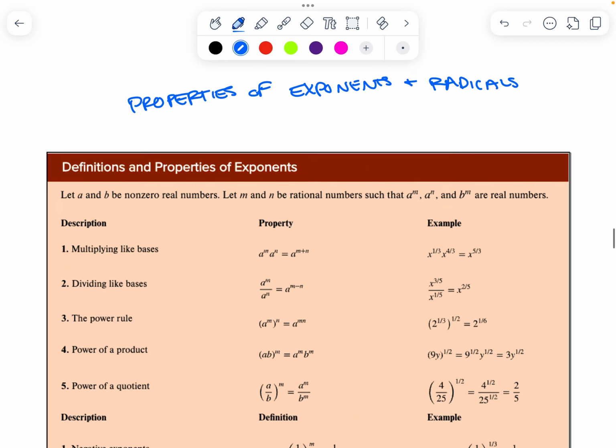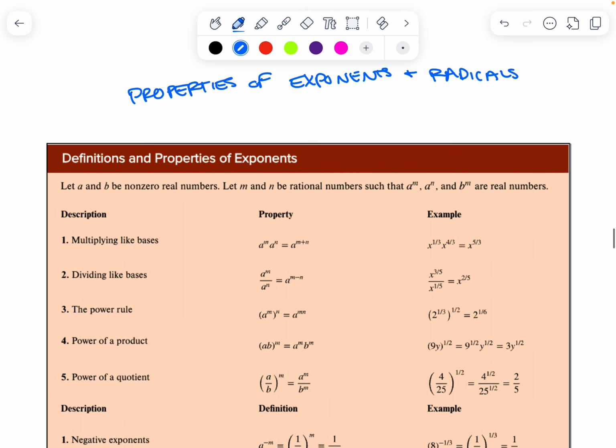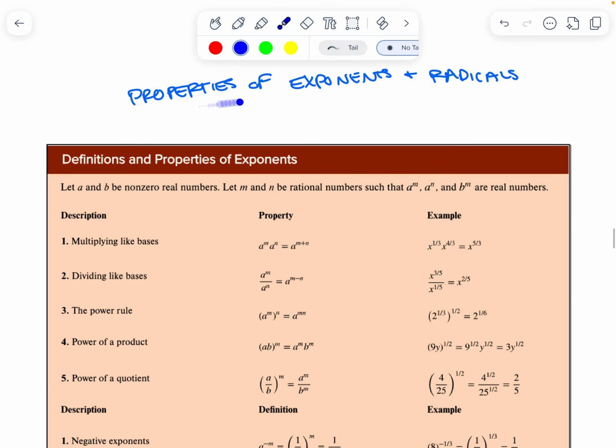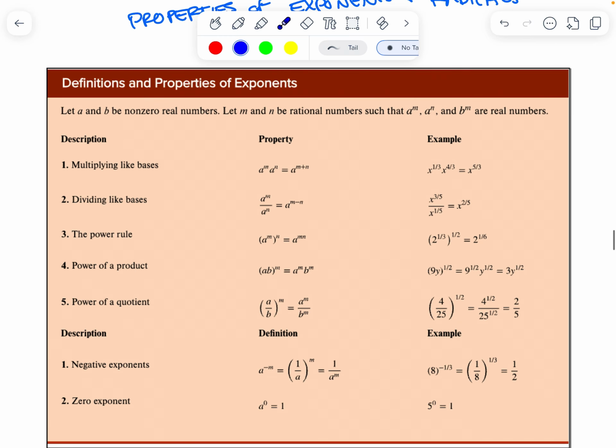All right, so we've been talking about properties of radicals and how to simplify radicals. In this lesson, we're going to talk about properties of exponents and how those apply to radicals as well, because we saw in the last lesson that radicals are just a fancy way to write exponents. So here are some of the rules. I would take a second to write these rules down.